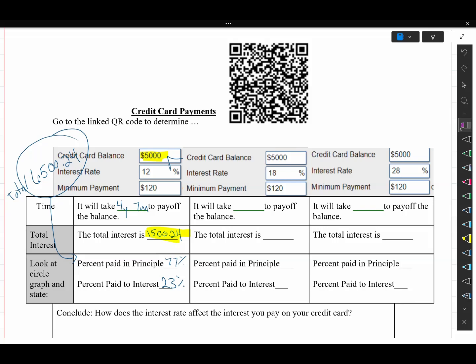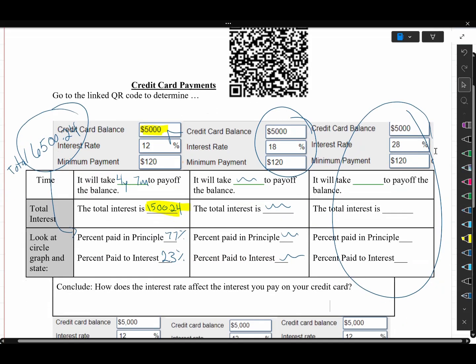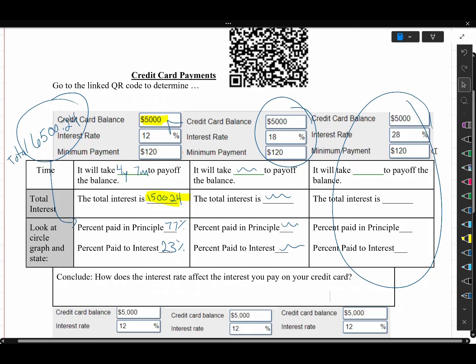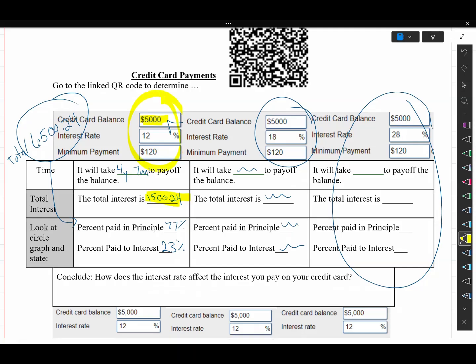So what I'm looking for you to do is change these parameters on your website to fill in these blanks, perform some calculations, fill in these blanks, and then do the same thing here for an interest rate of 28%. And then I'm looking for you to make some kind of a conclusion, right? So as we go across right here from our first setup to our second setup to our third setup, the only thing that's changing is the interest rate, right? Our minimum payment's staying the same. That's the minimum payment every month. The only thing that's changing is the interest rate.